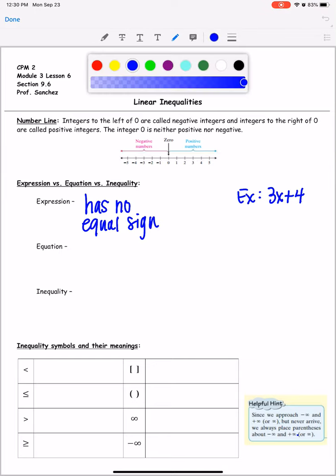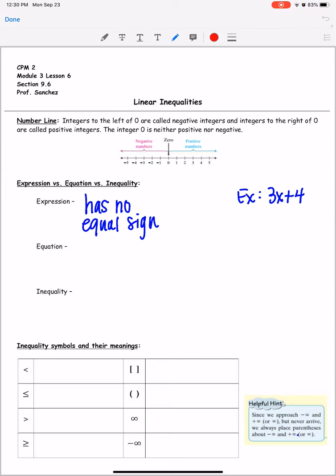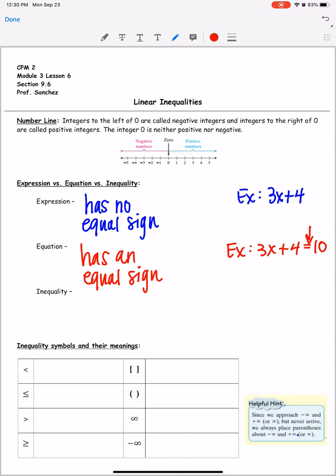Then you have something called an equation. This has an equal sign. So for example, 3x plus 4 equals 10. Okay, there's the difference right there.